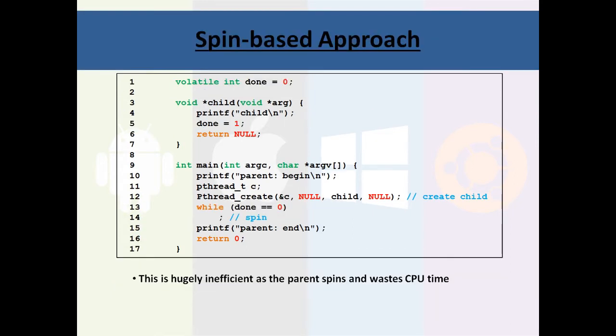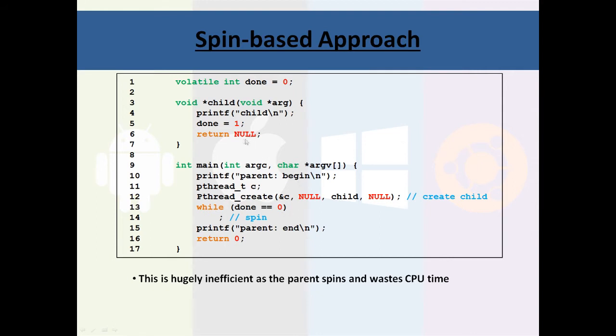Well, firstly, there is that spin-based approach, right? Where we just idle in a while loop until some condition is met. So here what we've done is we've defined a variable called done. Okay, and this variable is used to indicate when the child has completed. So here we can see we create some child C, and then after that we say while done equals 0, we spin, or we'll just stay inside this while loop while done is equal to 0.